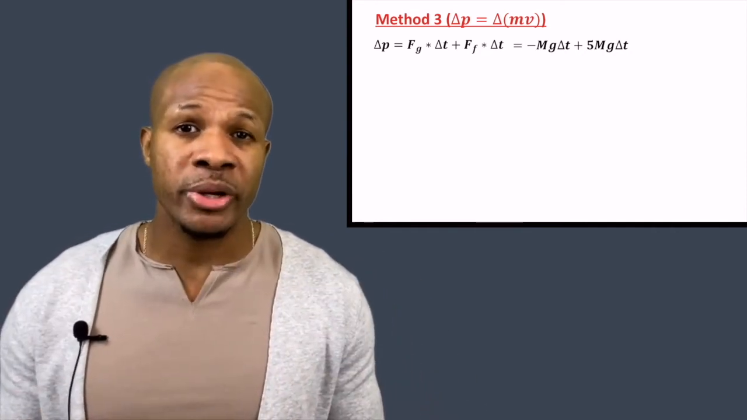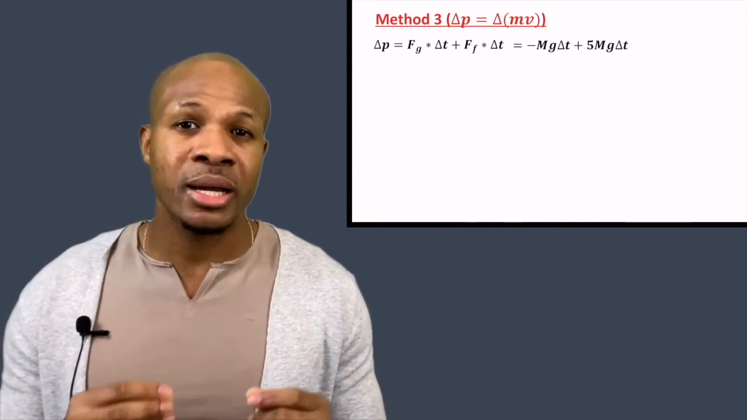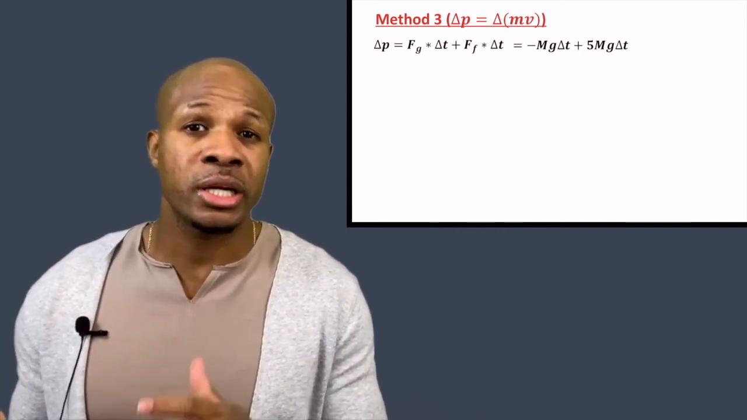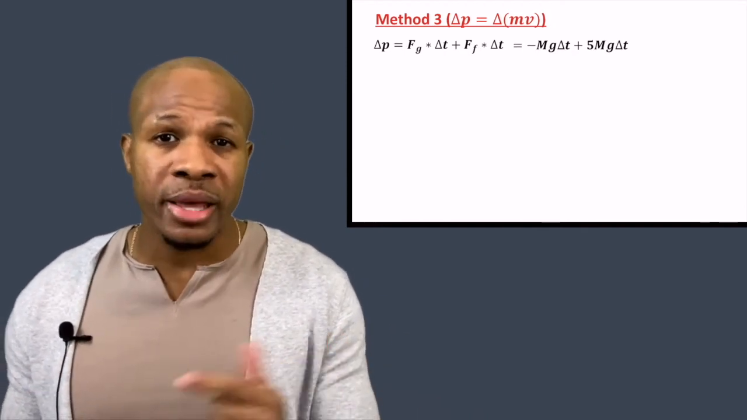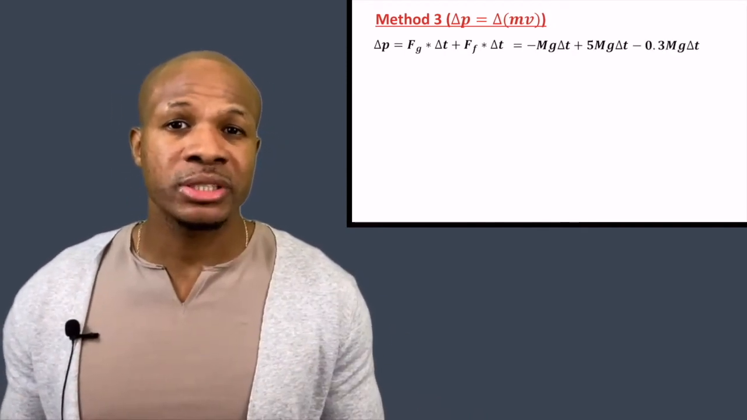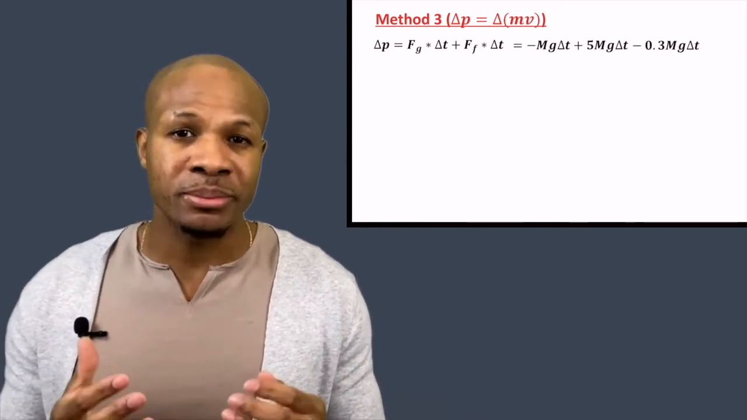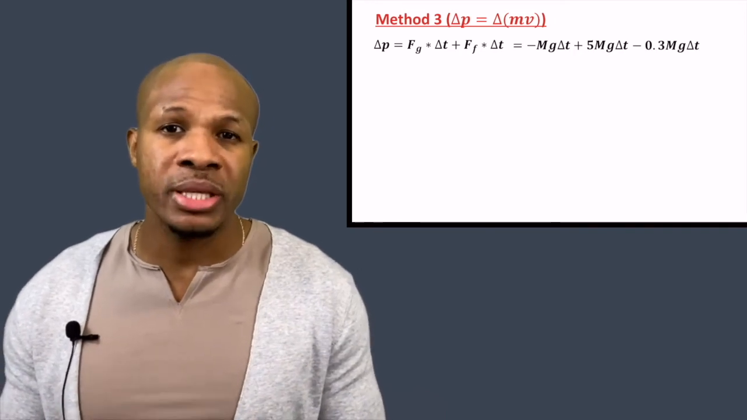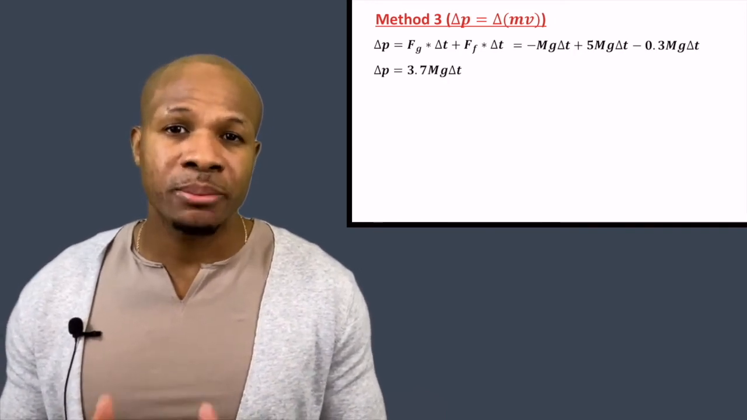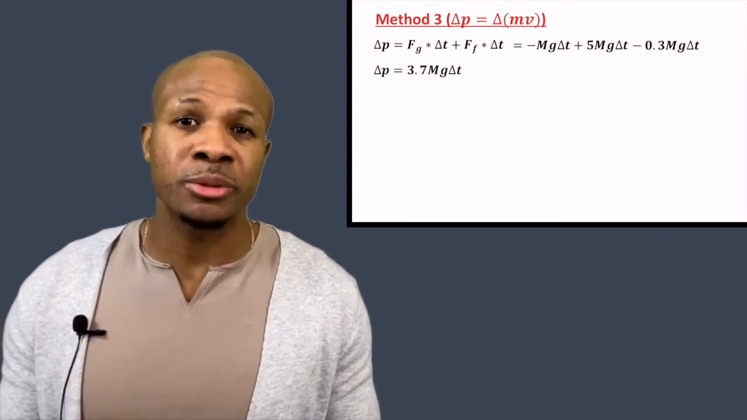The impulse generated by that force of gravity on that block is going to be equal to 5 mg times delta t. Of course, we already said that our system is going to shift to the right, so friction is going to act to the left. So the impulse generated by friction is going to be equal to negative 0.3 mg times delta t. And when we add all these terms up and simplify them, we get delta p is equal to 3.7 mg delta t. So now let's go ahead and analyze the momentum of our system directly.